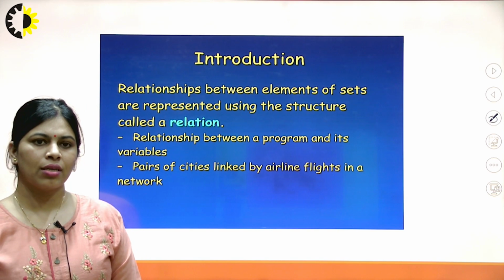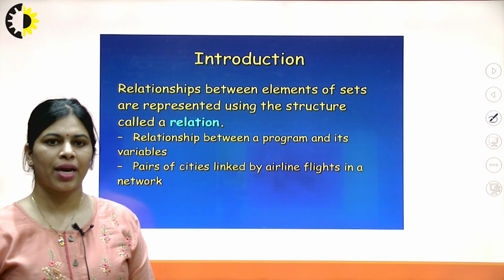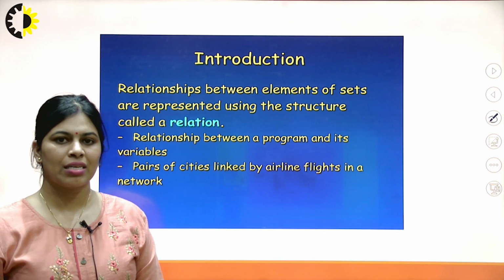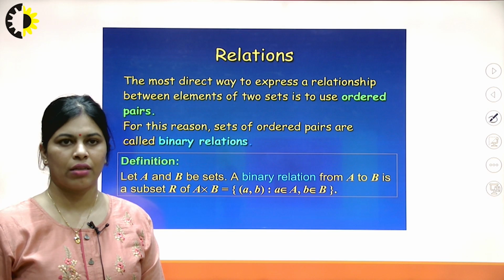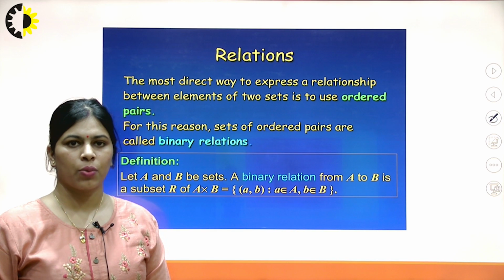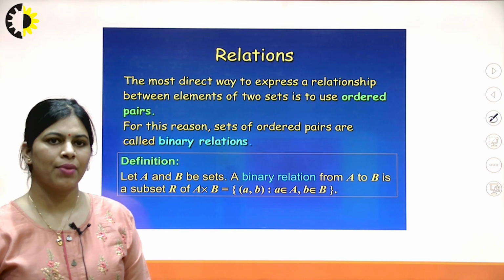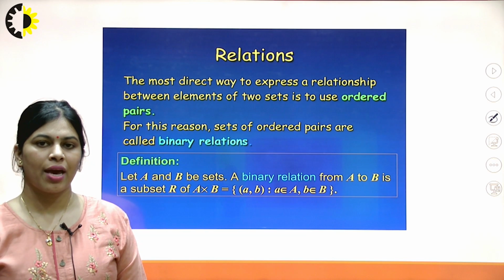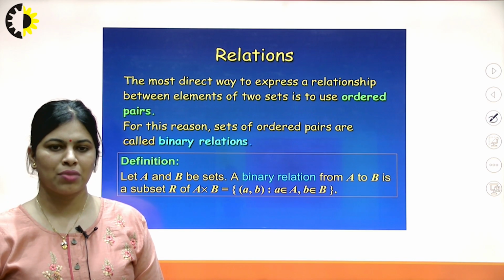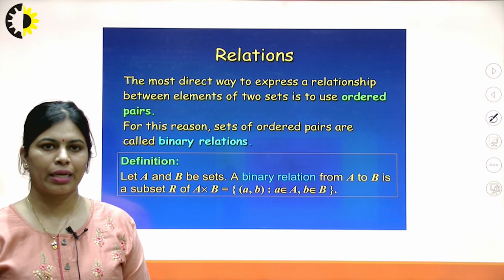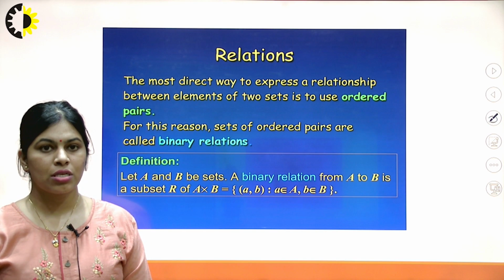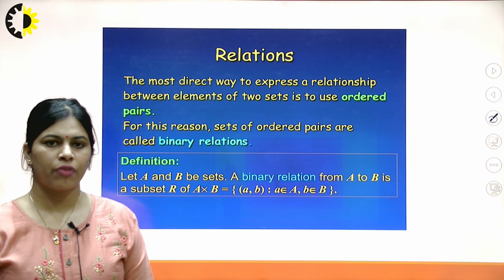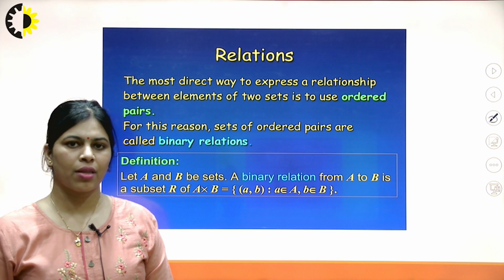Relation can also be a pair of cities linked by airline flights in a network. Means the properties of one set are relatable to the properties of another set. The most direct way to express a relationship between elements of two sets is to use ordered pairs. As I said earlier, we have ordered pairs in a relation. Means we analyze some ordered pairs and create a relation. And relation totally depends upon the Cartesian product, which we will discuss further.